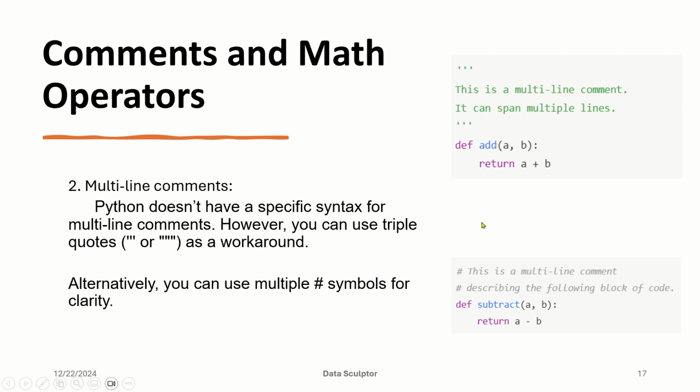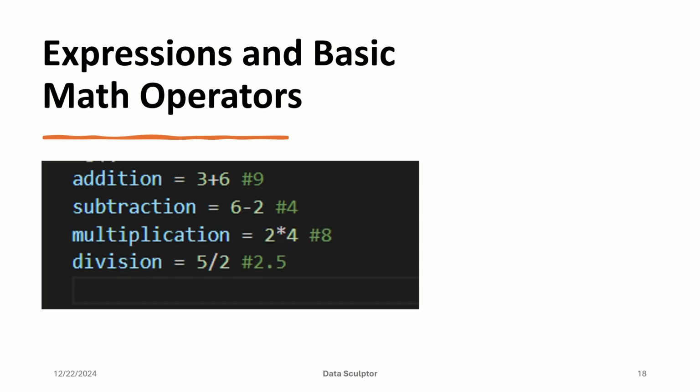Alternatively, if you do not want to use this, you can write multiple single lines as well. As you see, for the first line you write a hash, and for the second line you write a hash. Okay, these are the comments, and next is the basic math operators.